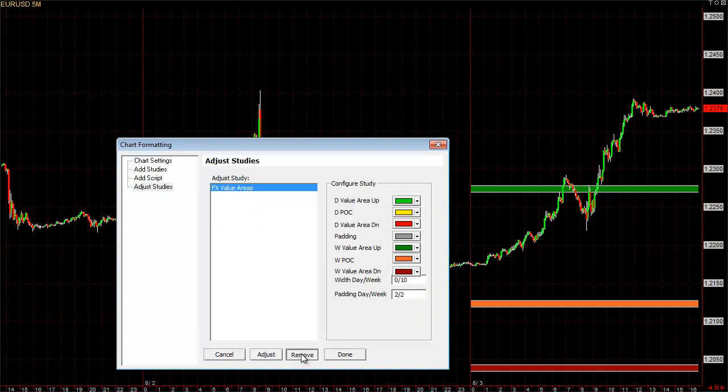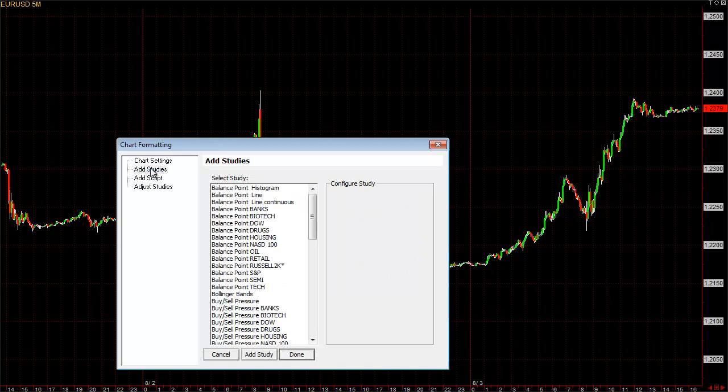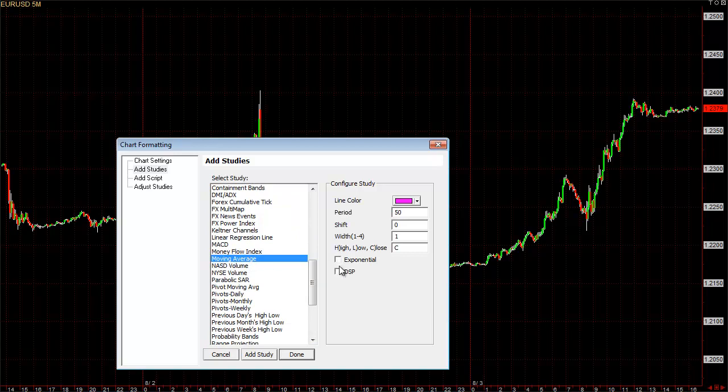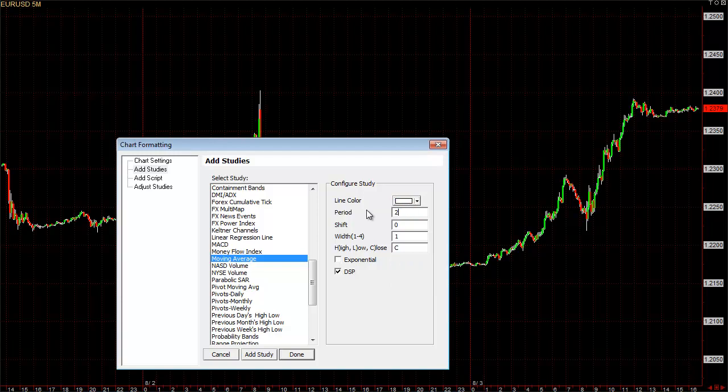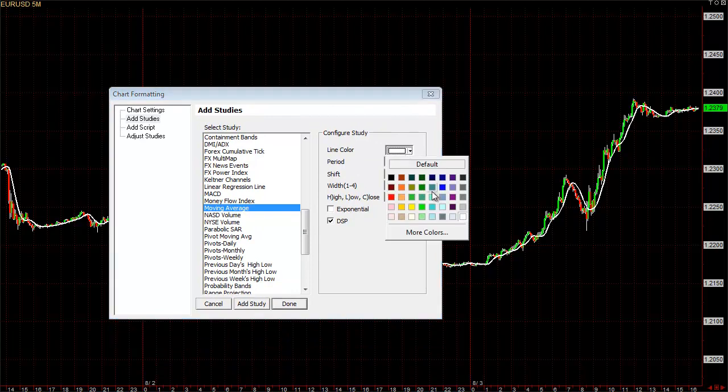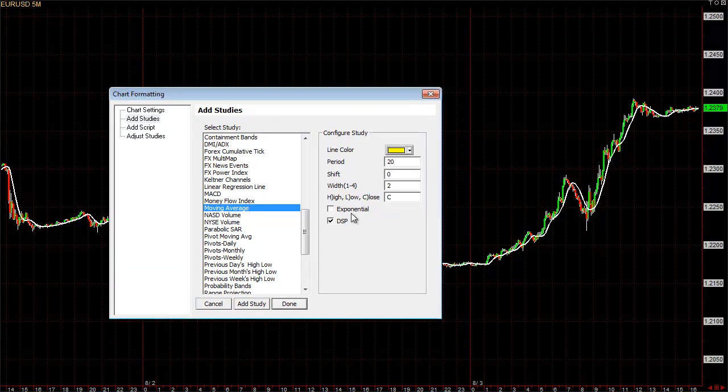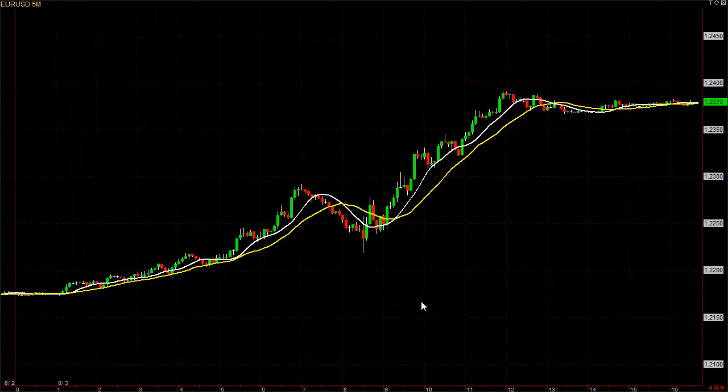This is one of probably the top 3 or 4 releases we've ever done. First of all, moving average. It now has a DSP option. Basically, this is a super, super fast, for lack of a better term, moving average that's based on digital signal processing techniques. Notice the 20-period moving average on your 5-minute chart here. I'm going to put a yellow one on here that does not use it, just so you can see how much faster it is than a regular moving average.